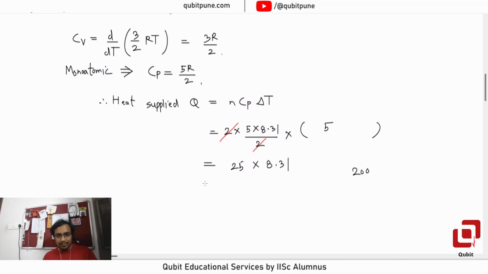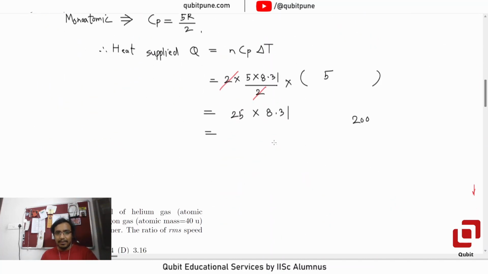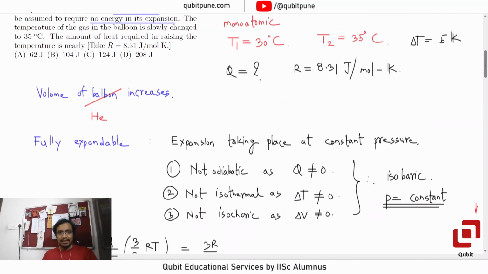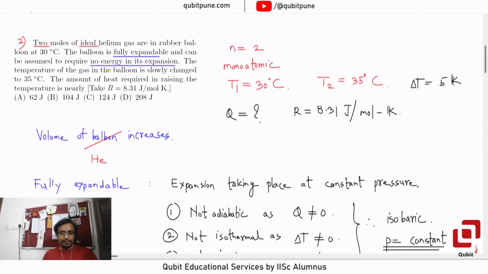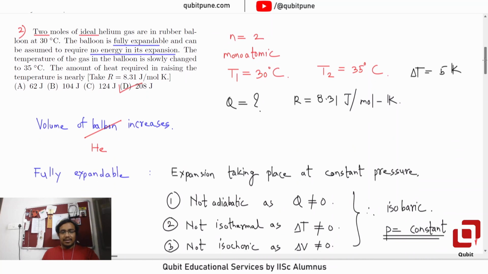You can calculate it here also. But as far as the exam is concerned, you can just mark whatever option that was, D I think, and skip and go for the next one. It's 207.75 joules, which can be approximated to 208 joules, hence option D. Did you understand?